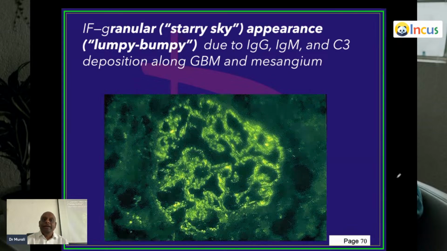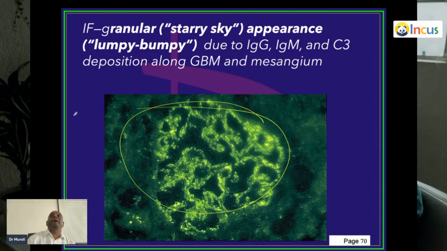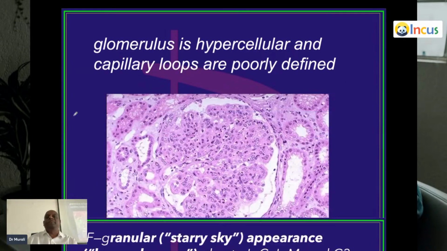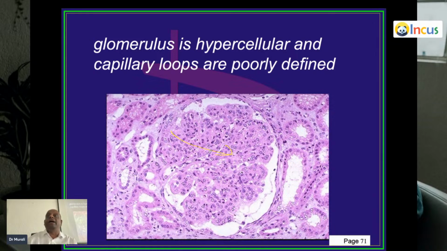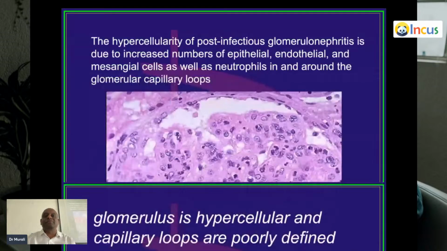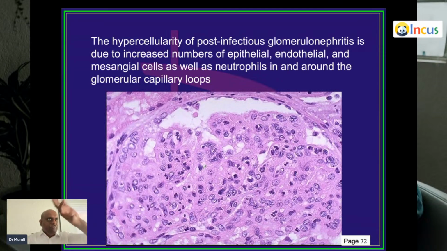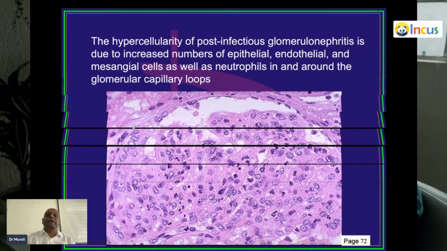What is this? Lumpy, bumpy, starry sky appearance because of the deposition of IgG, IgM and C3 along the GBM and mesangium. And how is the glomerulus here? Hypercellular. Because of that hypercellularity, the entire capillary loop is not well defined. These are glomerular capillaries, where blood will come and drain through the Bowman's capsule. This is another example of hypercellular enlarged glomeruli in PSGN.